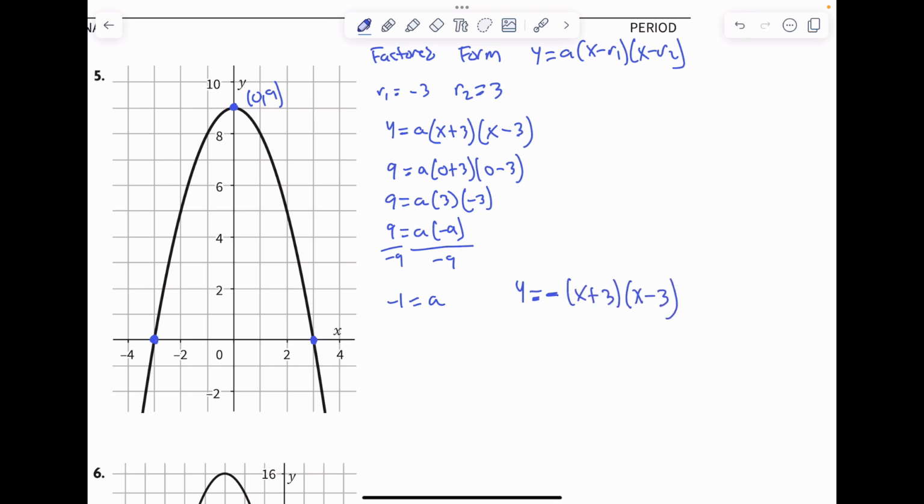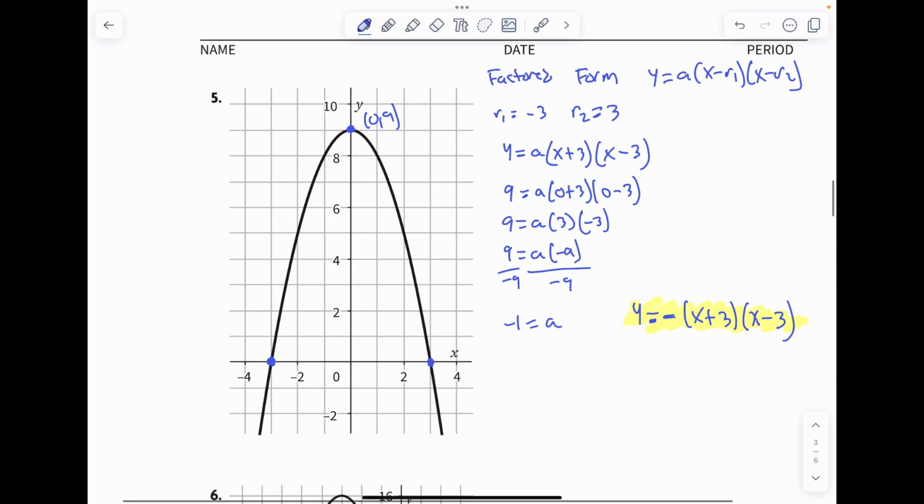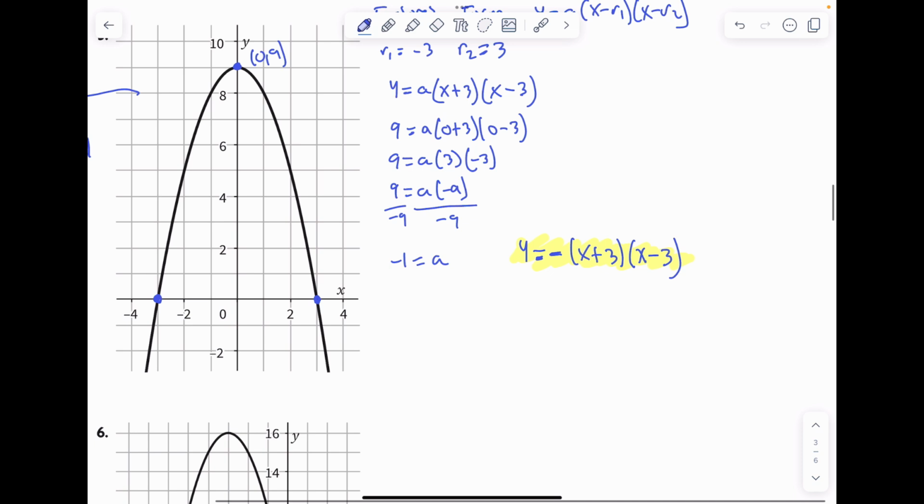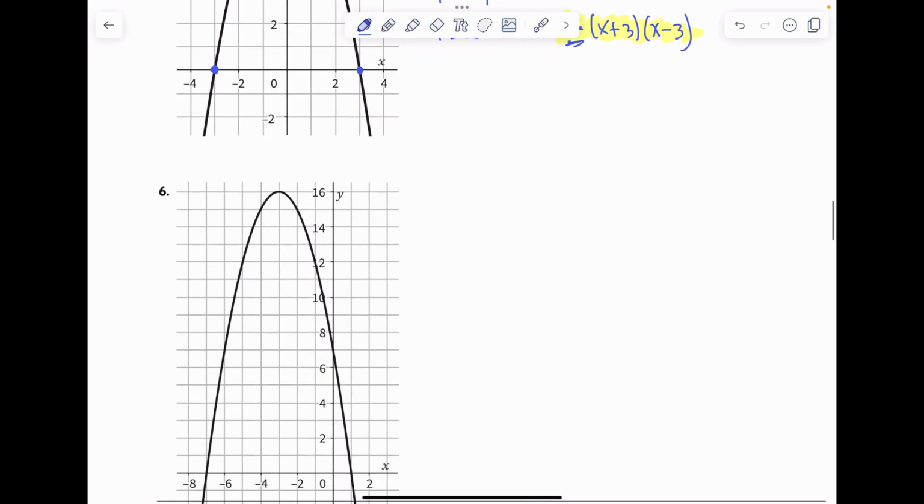This is important to realize, that there has to be a negative there because this parabola is opening down, opposite, right? So we see that it's not like this, it is essentially like this. It's upside down, I would say. That's why we have this negative coefficient on there.